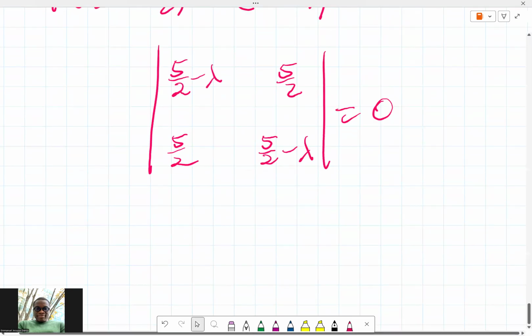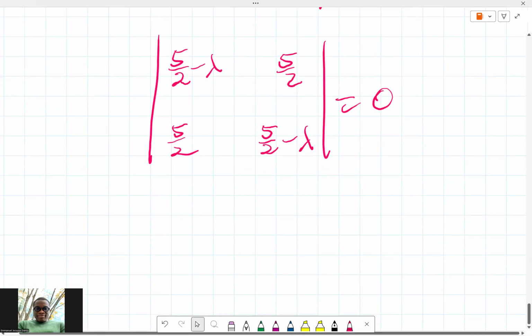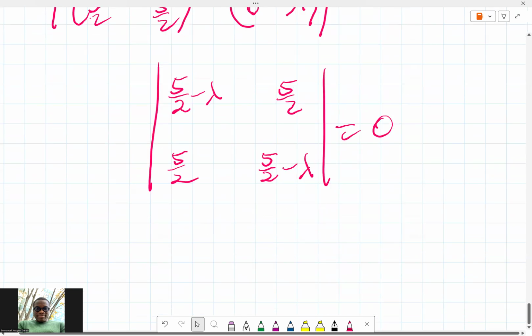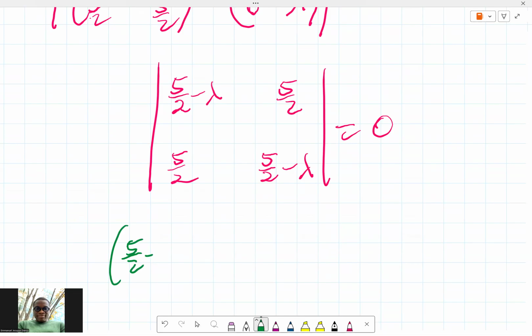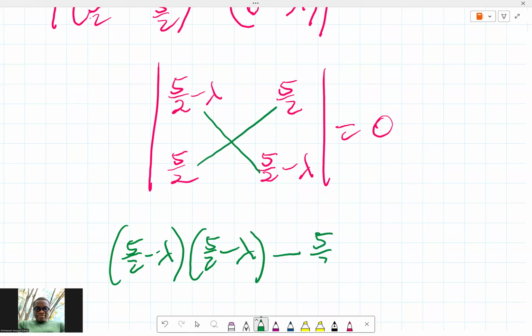Since we are taking the determinant, we can cross multiply. Let me change inks here. Let me go green. So we have 5 over 2 minus lambda into 5 over 2 minus lambda. That's this multiplied by this, minus this multiplied by this. That's 5 over 2 into 5 over 2.